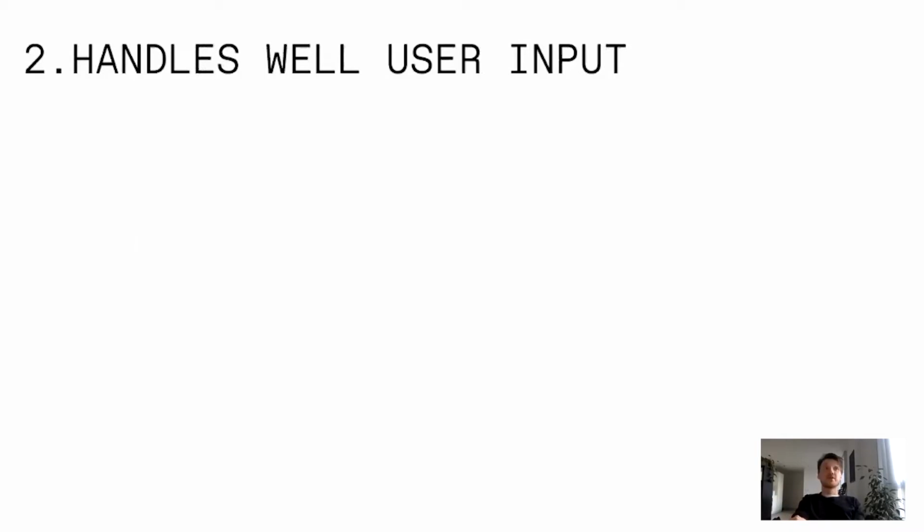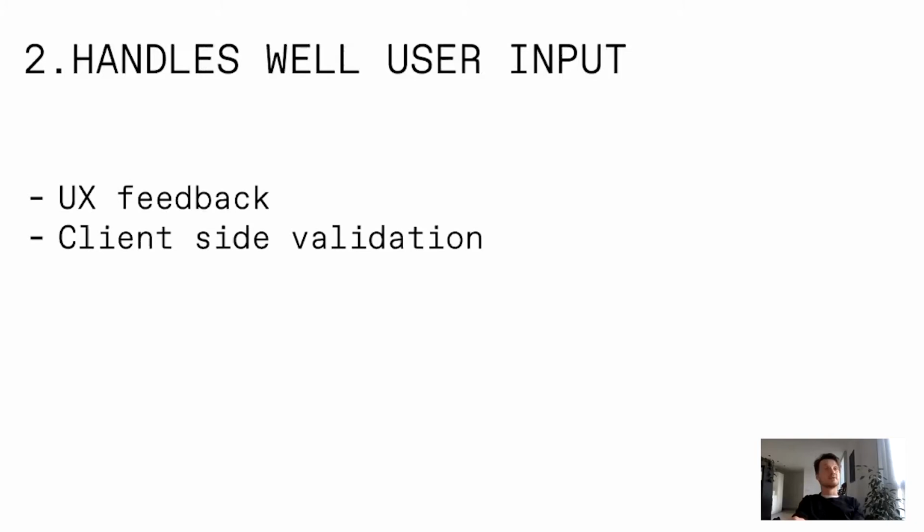Another reason is obviously that JavaScript handles user input really well, because JavaScript is a king of user interaction. So it's really handy for providing UX feedback and client-side validation. Most machine learning projects are not done in isolation. So there is a chance that you're going to need some sort of user input, and that's where JavaScript really shines.